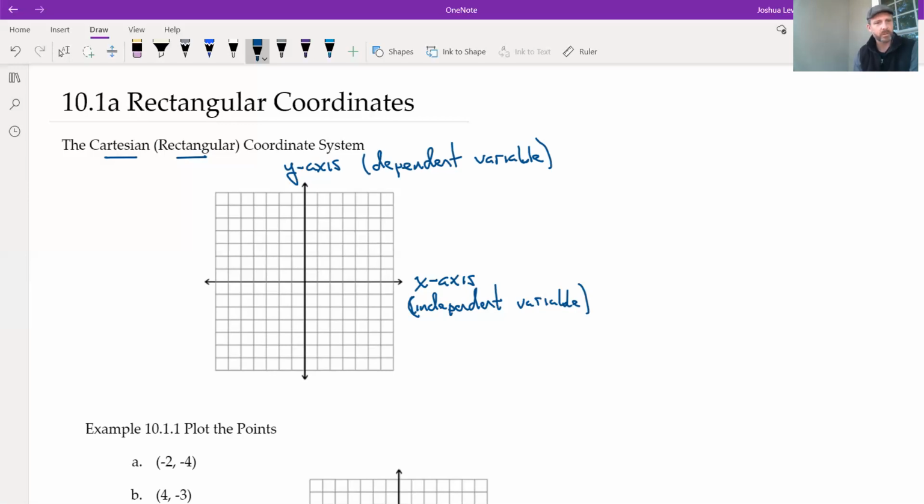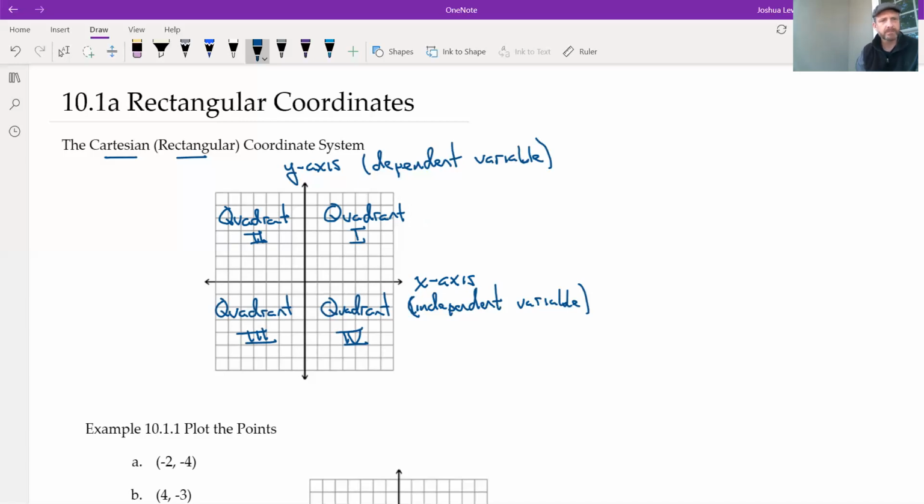And we also have things called quadrants. This is quadrant one. And as you move counterclockwise, you get the other quadrants. Quadrant two. Quadrant three. And here we have quadrant four. So quadrants one, two, three, and four. And you might notice that the signs change.